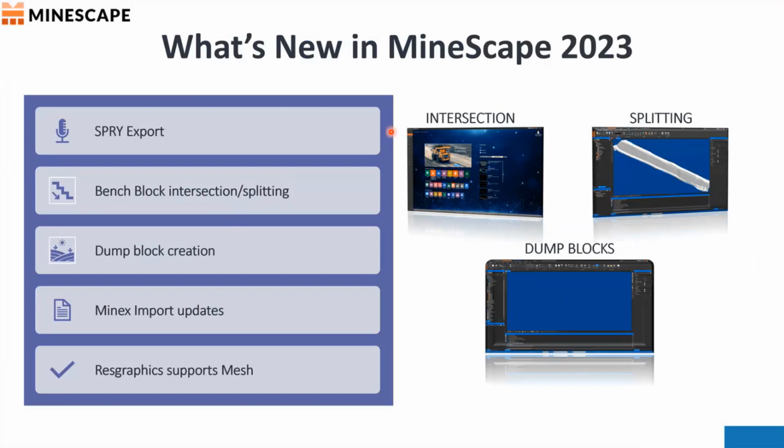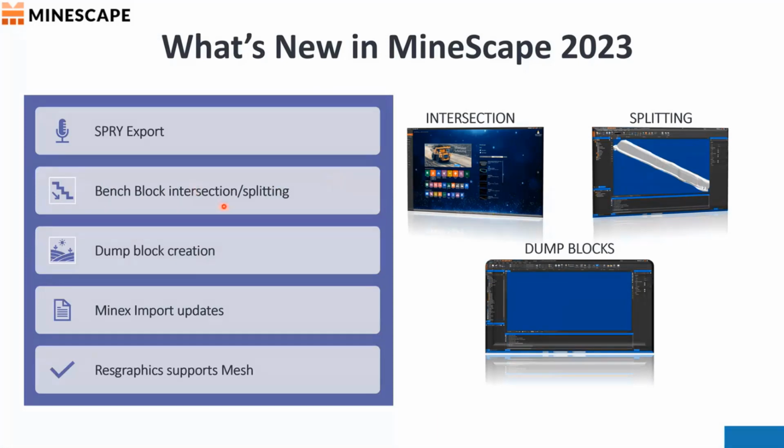Some other things we've added: a Spry export utility, so you can take your multi-mesh engineering solids and take not only the geometry of the solids, but also all the metadata, and import it directly into Spry. We've added new bin block intersection and splitting, and I'll do a little bit of splitting in the demo, but I'm not going through the bin block intersection.